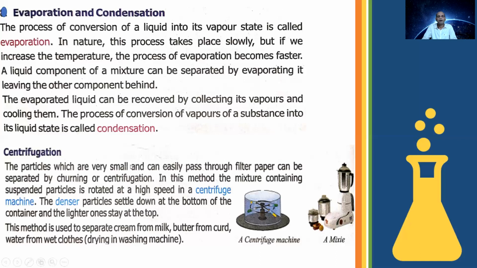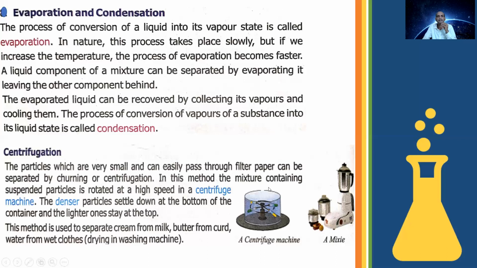Okay. Particles which are very small and can easily pass through filter paper can be separated by churning or centrifugation. Look, suppose we put blood over the filter paper, everything can pass through. So we cannot separate small particles like plasma, WBC, RBC. It's not possible for us. That's why we use the method known as centrifugation. Okay.